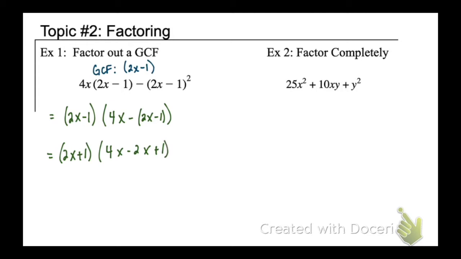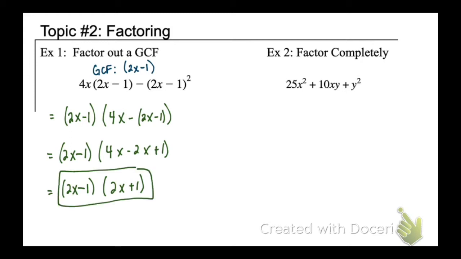I've got a mistake on this page. I put 2x plus 1 at the beginning. That should be 2x minus 1. So make sure you fix that on your paper. In the next line, we're going to combine like terms on the right side. And this is our final answer.